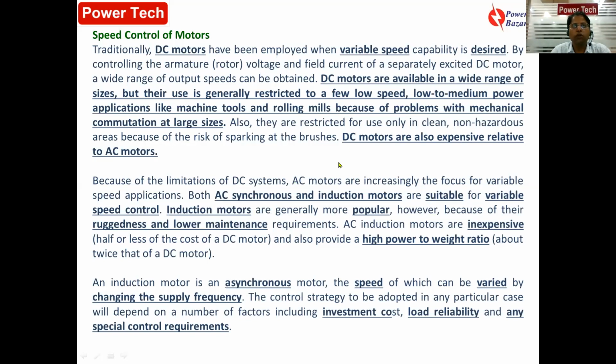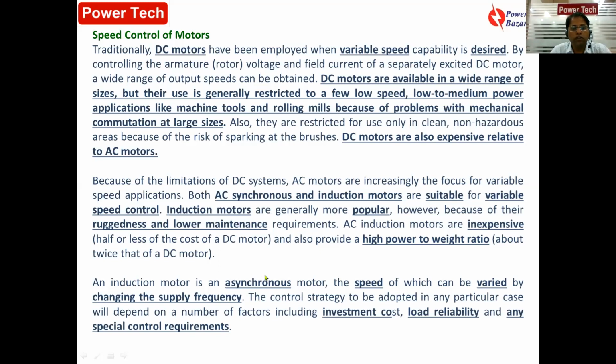In industries particularly, we would use squirrel cage induction motor, SCIM. Induction motors are also suitable for variable speed drives. So in this, we'll see how speed control can be done in induction motors. Why induction motor is mainly employed in industry is because it is rugged in construction, it requires lower maintenance, it does not have any rotating contacts, and it also provides high power to weight ratio, which is almost twice that of DC motors.